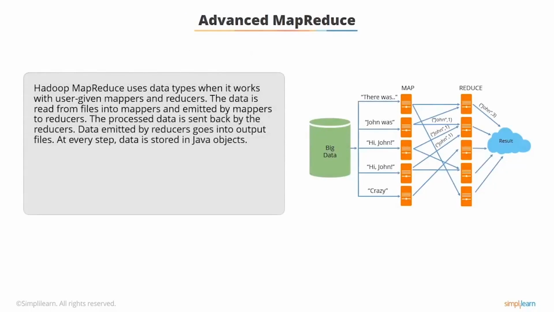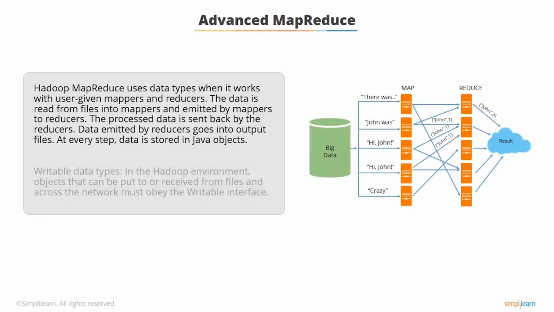Hadoop MapReduce uses data types to work with user-given mappers and reducers. The data is read from files into mappers and emitted by mappers to reducers. Processed data is sent back by the reducers. Data emitted by reducers goes into output files. At every step, data is stored in Java objects.